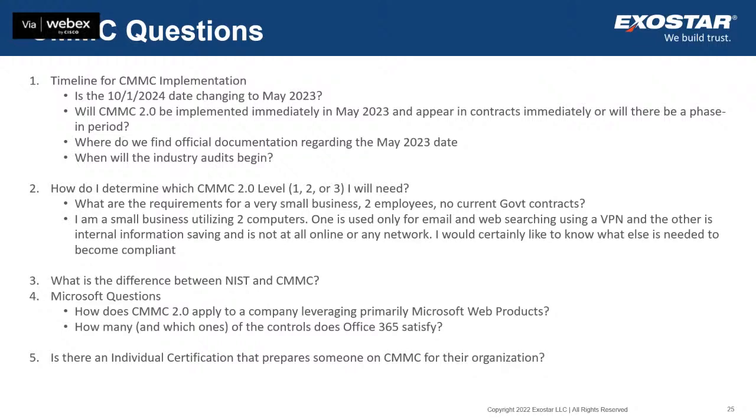So we talked quite a bit about how do you determine that CMMC level, right? The easiest way is to really look at your current contracts. Determine what you do today. That'll be the best indicator of what you should do tomorrow. We also addressed what's the difference between NIST and CMMC.